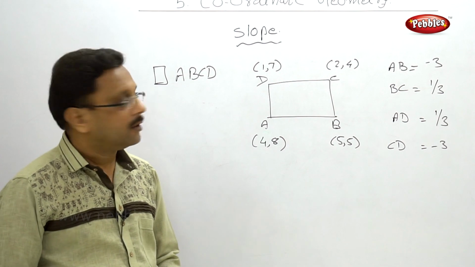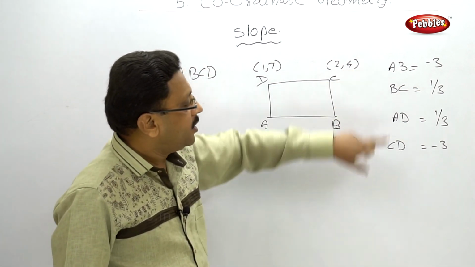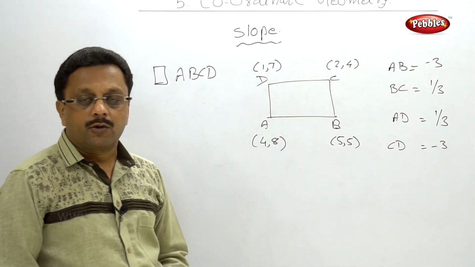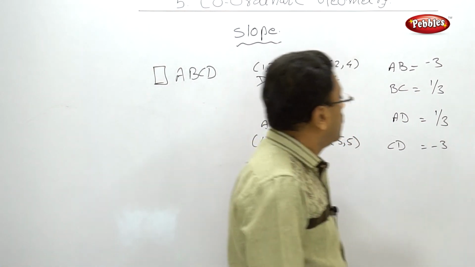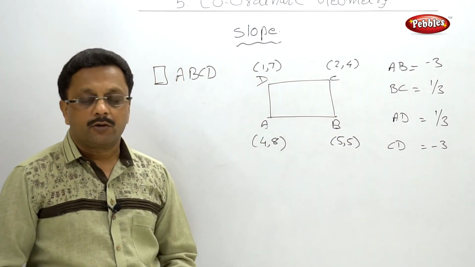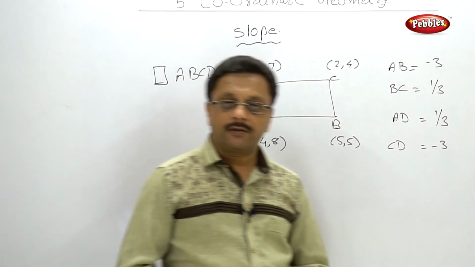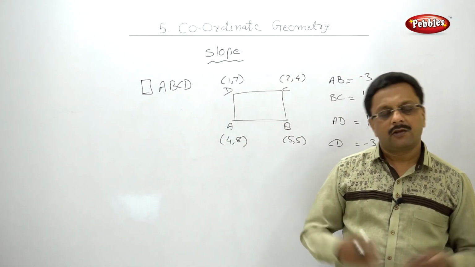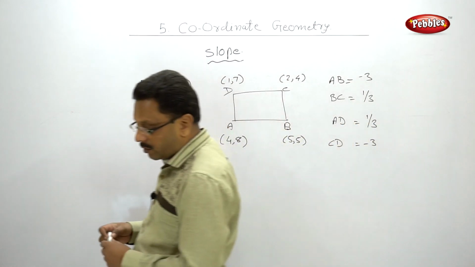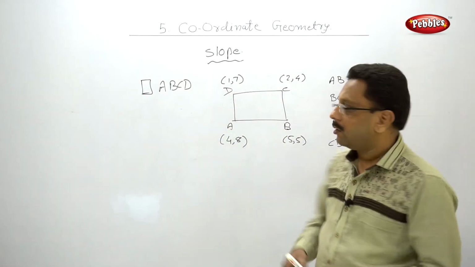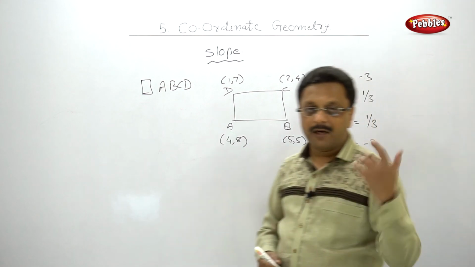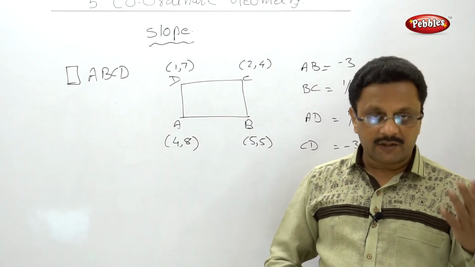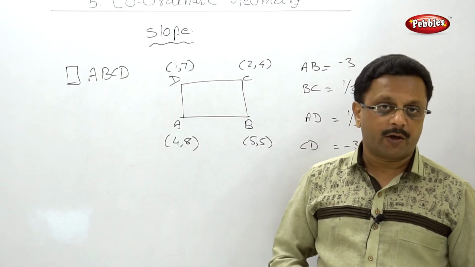So the answers are AB is minus 3, BC is 1 upon 3, AD is 1 upon 3 and CD is minus 3. Now if you see, the slopes of AB and CD are same, so AB and CD must be parallel lines. Slopes of AD and BC are same, so BC and AD must be parallel lines. Hence, it is proved that this is a parallelogram. Simple example, you just have to find out the four slopes. A pair of lines having same slope means that it is a parallelogram. Simple examples. Let us now go to exercise 5.1. Thank you.